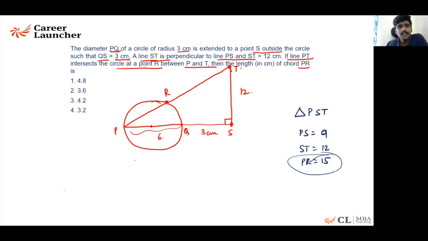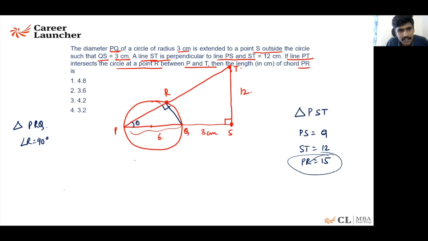I want to find PR. Let us join QR for that sake. Now, if I look at this smaller triangle PRQ, can I say angle PRQ is an angle inscribed inside a semicircle? Hence, angle R will be 90 degrees. So, angle R is 90 degrees.